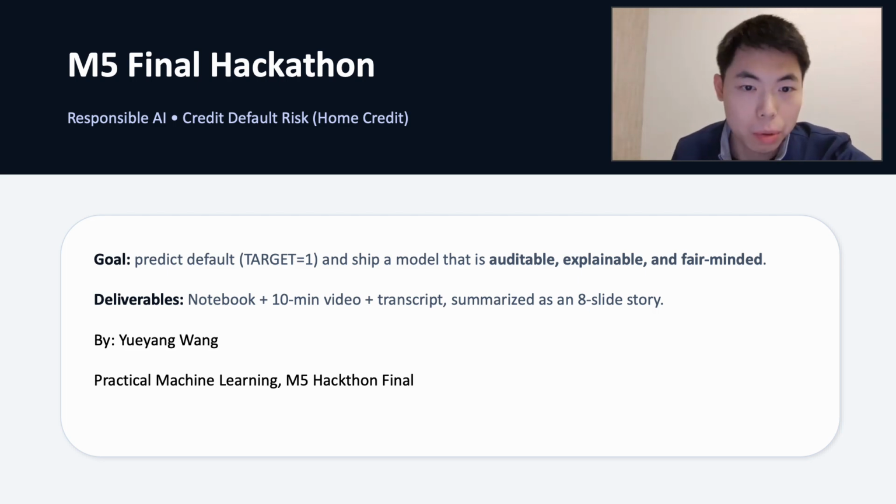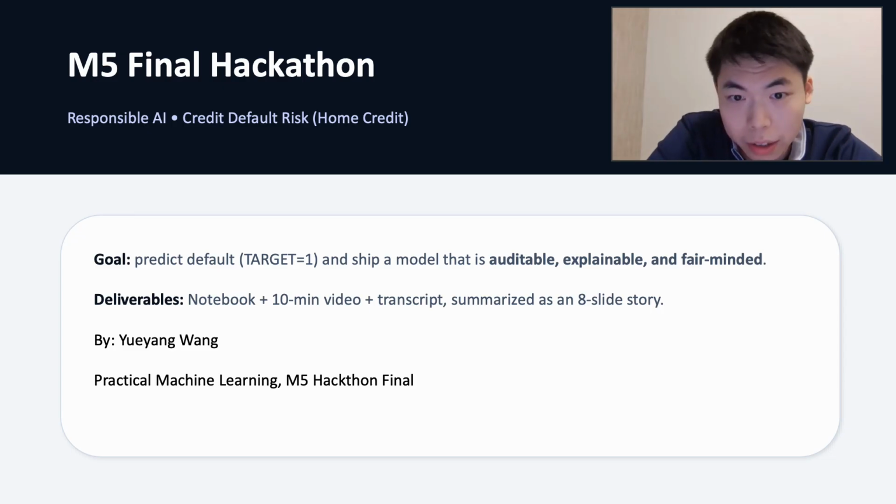Okay, so hello everyone. Today we will talk about responsible AI in lending. We use the Home Credit Default Risk dataset to predict whether a loan applicant may default. But this project is not only about building a model. In lending, the model's decisions can affect real people. They can affect who gets approved, who gets denied, and who gets more review.